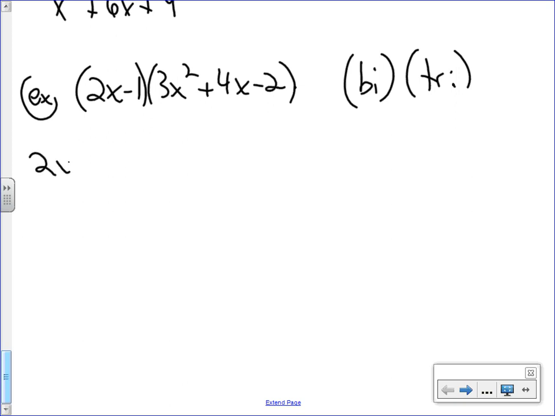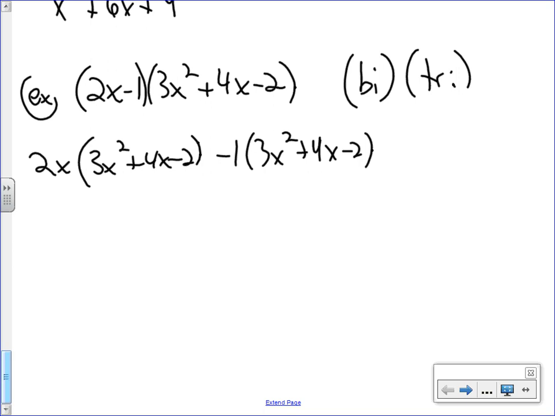You put the 2x times 3x squared plus 4x minus 2, minus 1 times 3x squared plus 4x minus 2. Y'all see the double distributive way of working? I'm going to let y'all finish that one. I'll check it 2 more times.